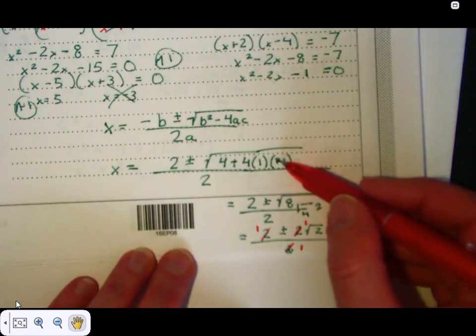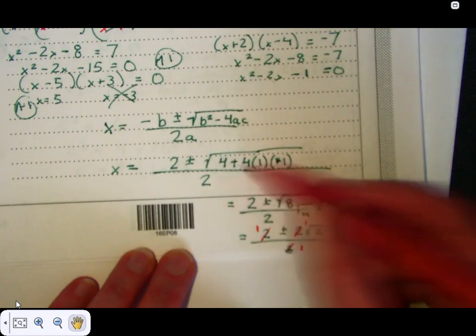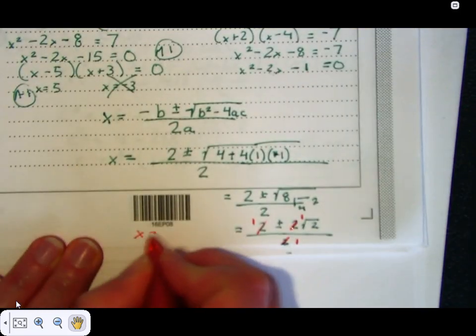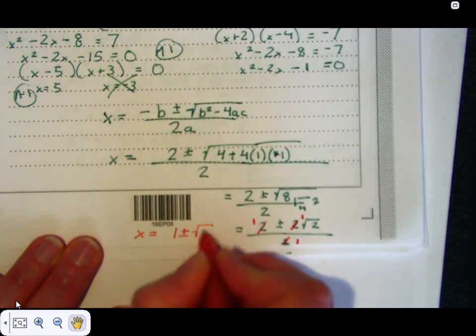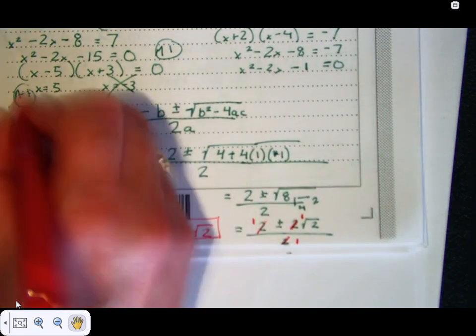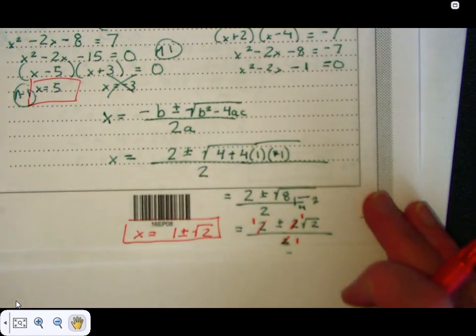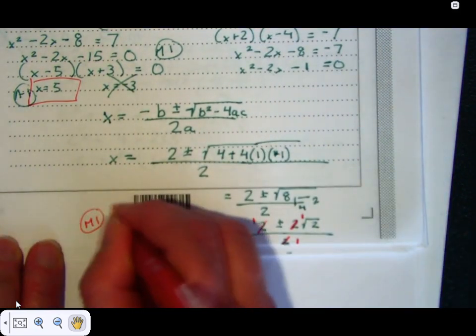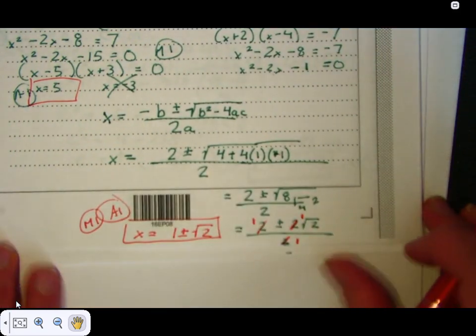I changed it to plus plus because it was minus minus. So this is just 1 plus or minus the square root of 2. And those are your other 2 answers for the intersection points. So this was M1, A1, so a method and an answer.